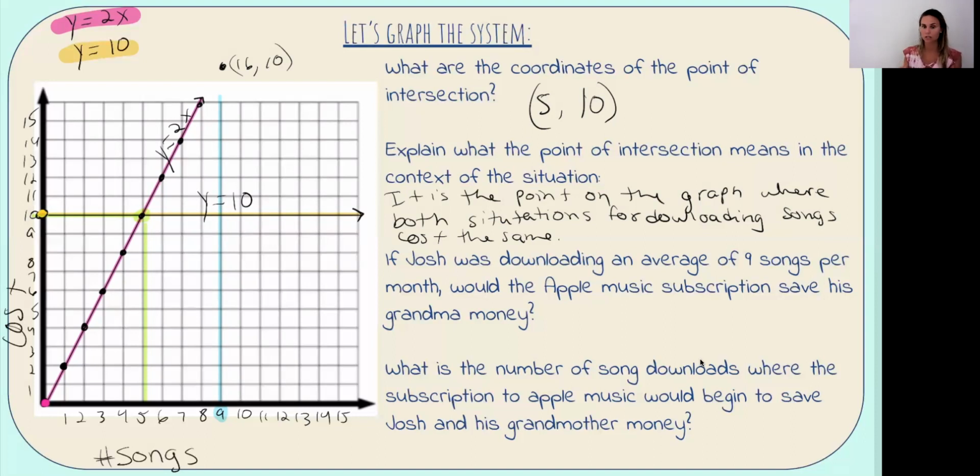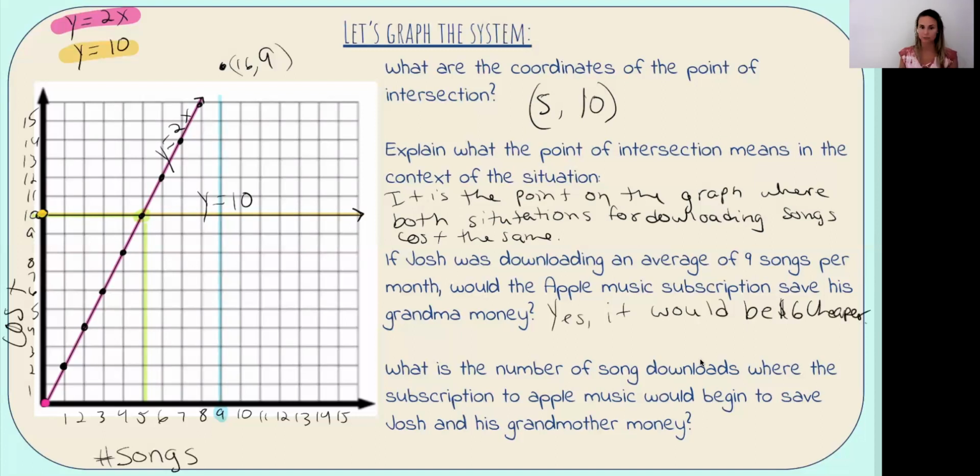So if he downloads an average of 9 songs per month, how much is it going to cost him if he does it per song? The answer would be $16. Yes, $16. I'm sorry, that should be 9 here. I knew something looked wrong. So it would be $16 if he downloaded per song, whereas if he just stuck with the subscription, it would just be $10. So yes, it would be $6 cheaper.